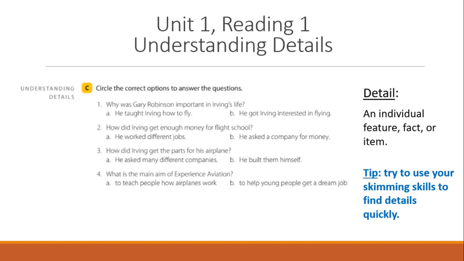So 4 questions here. Why was Gary Robinson important in Irving's life? How did Irving get enough money for flight school? How did Irving get the parts for his airplane? And what was the main aim of Experience Aviation? Again, this is on your coursework for this class, and you can go and do that.